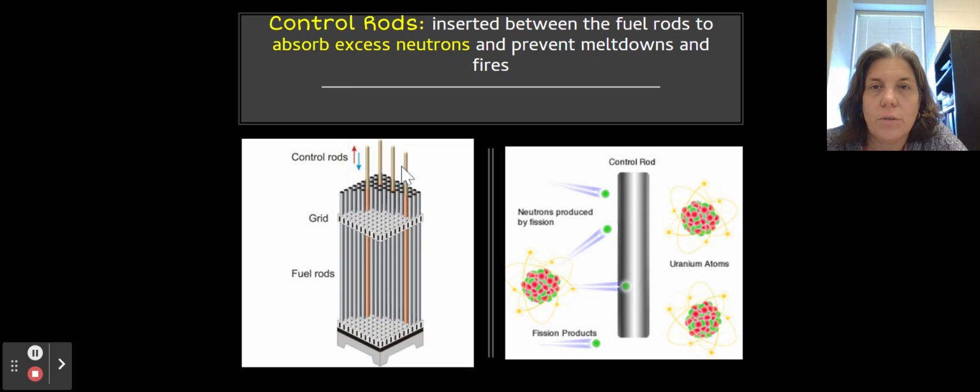In that core are not only the fuel rods, but these things called control rods. They're inserted in between fuel rods and they absorb excess neutrons because once this reaction happens, it's a chain reaction. It can go very quickly and it can get out of control. There are so many neutrons bombarding all these nuclei, creating so much heat, that we don't want it to get out of control. So we put the control rods in there, they absorb the excess neutrons, and then we can keep this whole thing running, but not out of control.